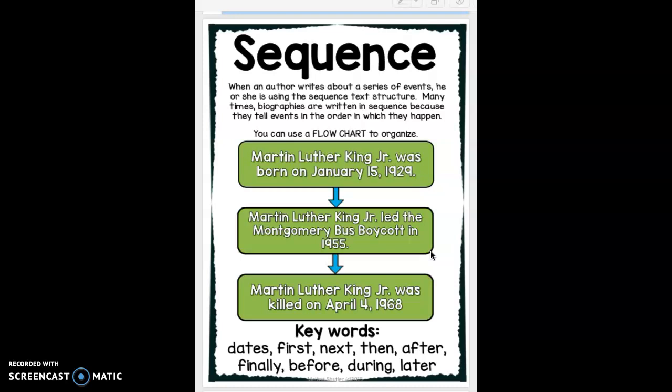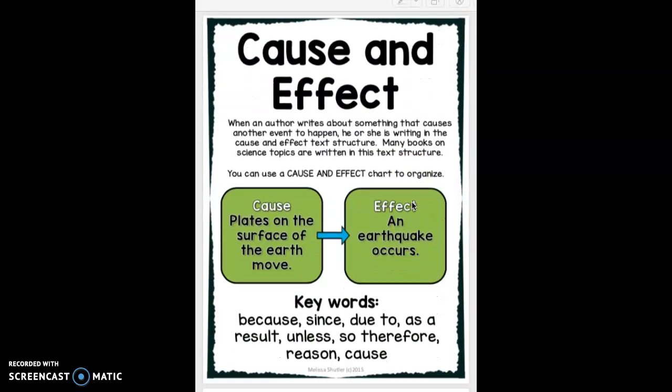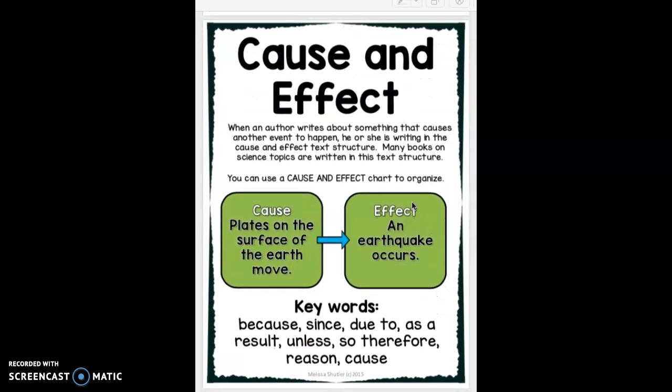Another text structure that you're probably somewhat familiar with is called cause and effect. Pretty basic, makes sense, right? When an author uses cause and effect, they're writing about something that causes another event to happen, and they're using that cause and effect text structure. So a lot of books on science, other kinds of things are written about cause and effect.